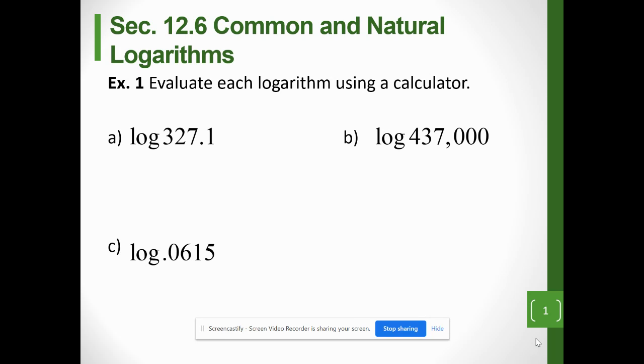Sometimes you might have to press the number and then log. That really depends on your calculator. In my case, my calculator tells me log of 327.1 is, and you guys see my answer there. Usually we round it to either two decimal places or four decimal places. In this case, let me round it to four decimal places.